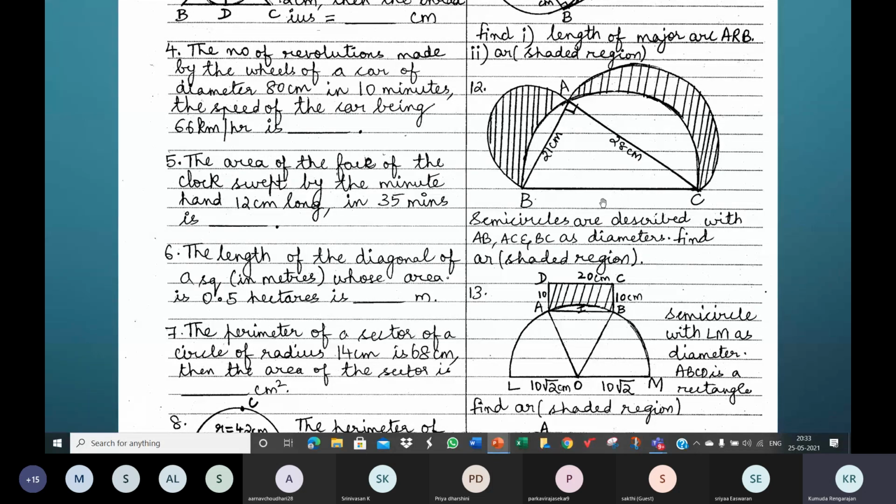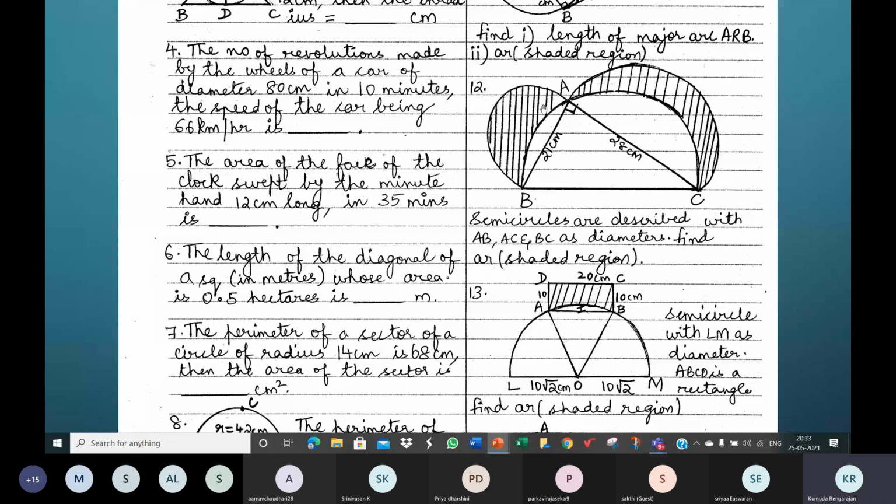From that, what should you remove? What should you subtract to get the area of the shaded region? The area of the semicircle. Yes, you should take away the area of the semicircle with what as diameter? With BC as diameter, ma'am. That's all it is.